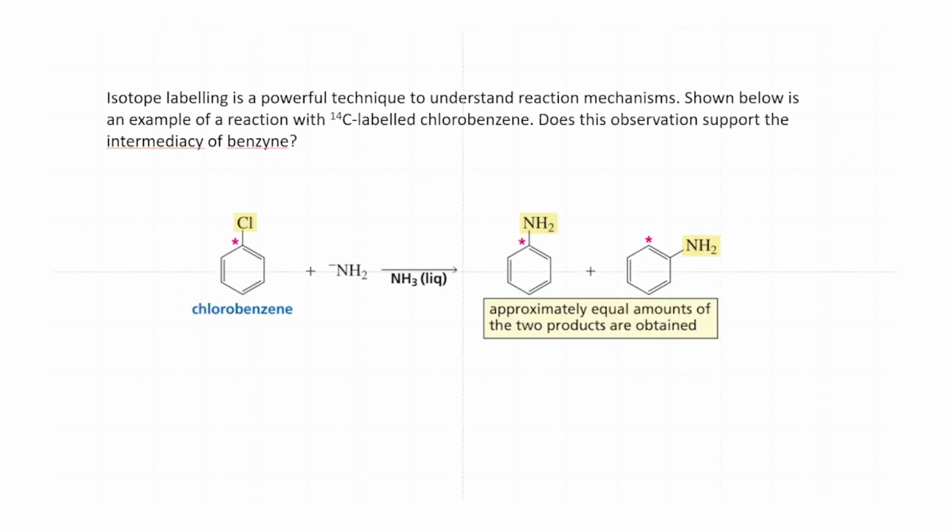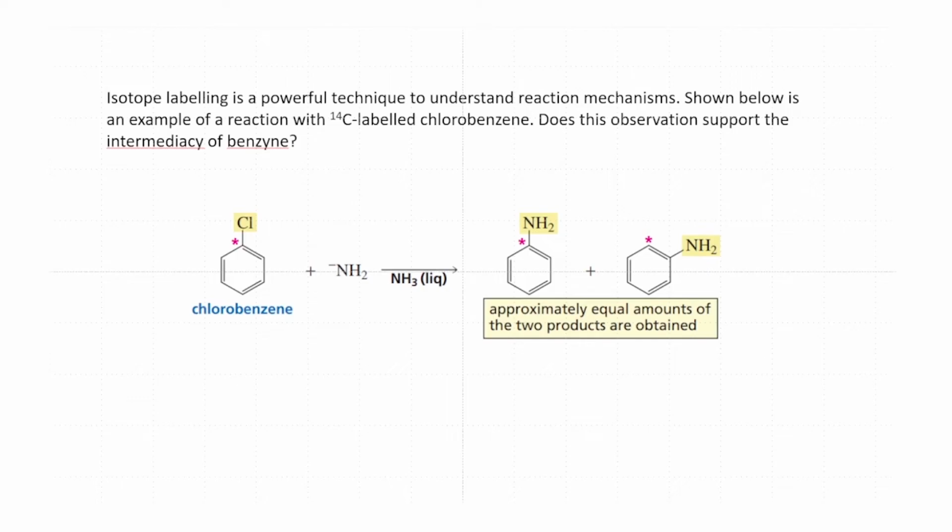So isotope labeling is a powerful technique to understand reaction mechanisms. So shown below is an example of a reaction with C14 labeled chlorobenzene. So the question here is, does this observation support the formation of the benzyne? Okay, so let's look at the question a little bit in more detail.